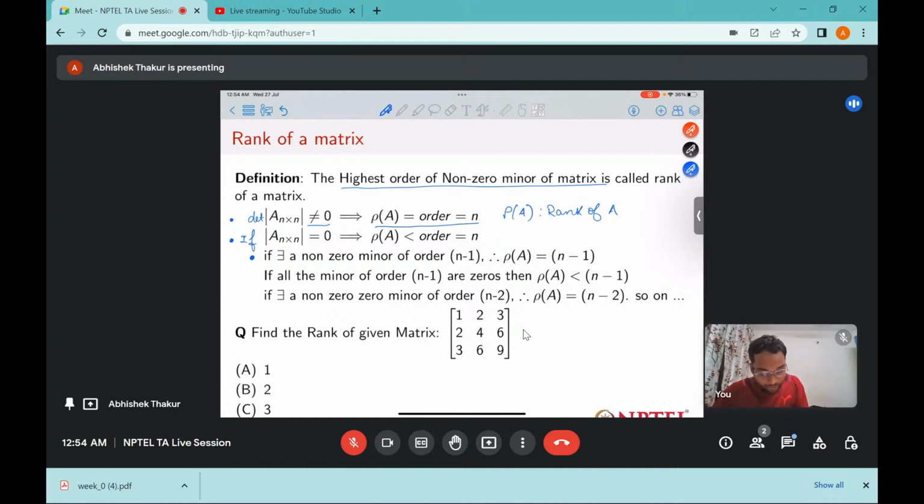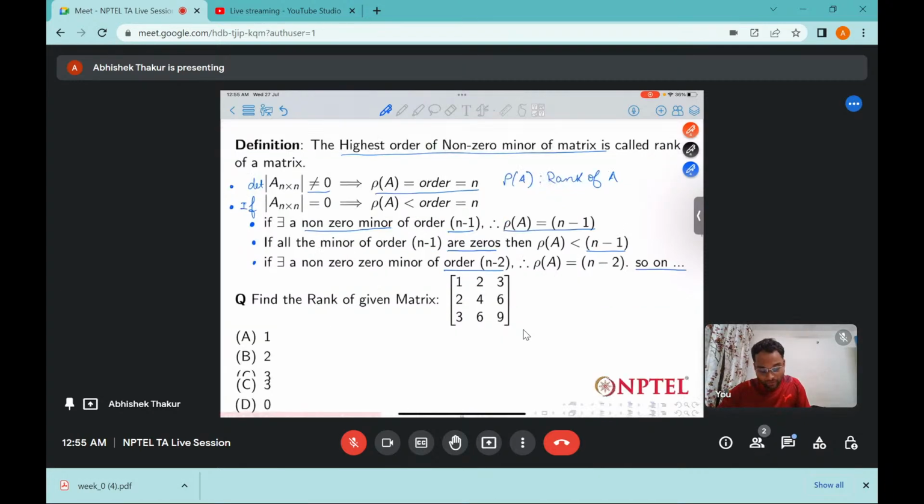After that, we will find the determinant value of all the minors of order n minus 1. If there is a non-zero minor of order n minus 1, then the rank of A is equal to n minus 1. Now again, if we find that all the minors of order n minus 1 are zeros, then rank of A will be less than n minus 1, and we will start again finding the determinant of all the minors of order n minus 2. If that is not equal to 0, then rank is n minus 2. If again it is 0, then we continue in the same way till the value 1. Now we will see this question.